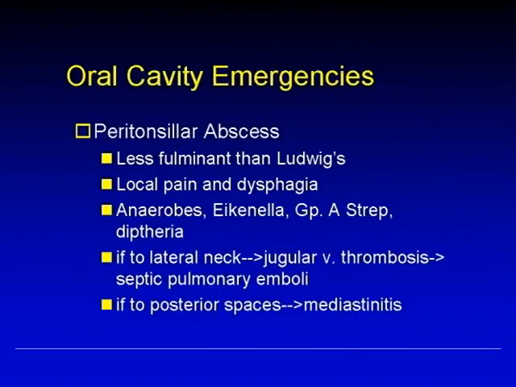Typically, the organisms include anaerobes, Eikenella, group A strep, and even diphtheria. If that peritonsillar abscess extends into the lateral neck, so it's starting in the peritonsillar pillar with some pus, occasionally it can go deeper into the lateral neck structures, then get to the jugular vein and cause a jugular vein thrombosis, which really is what our initial case suffered from. That can then flip emboli to the lung, and these are septic emboli which frequently can cavitate.